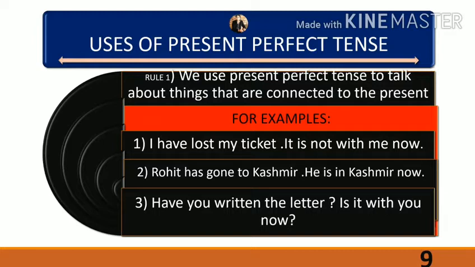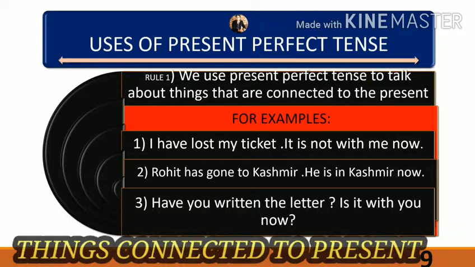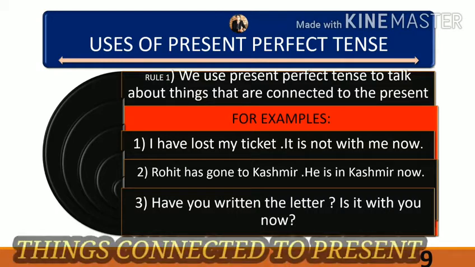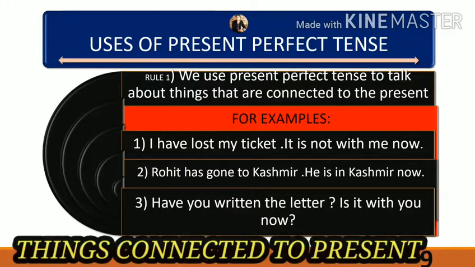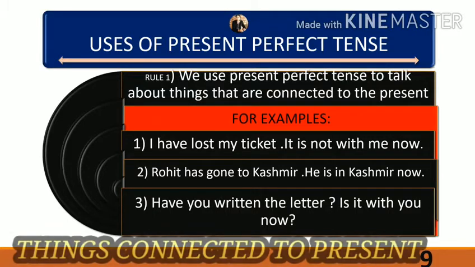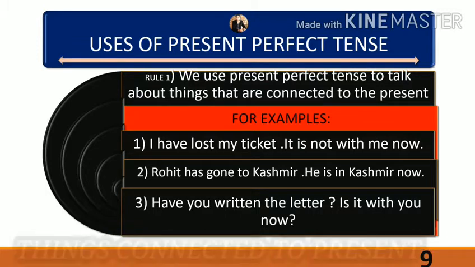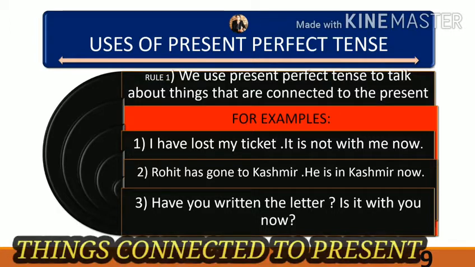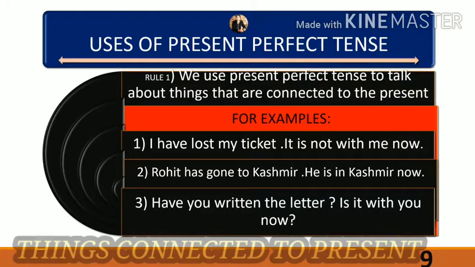Let us discuss the first rule. We use present perfect tense to talk about things that are connected to the present. It means it may have started in the past, but is still connected with the present. So you need to remember that when we have something in the past that is also connected with the present, we make use of present perfect tense.